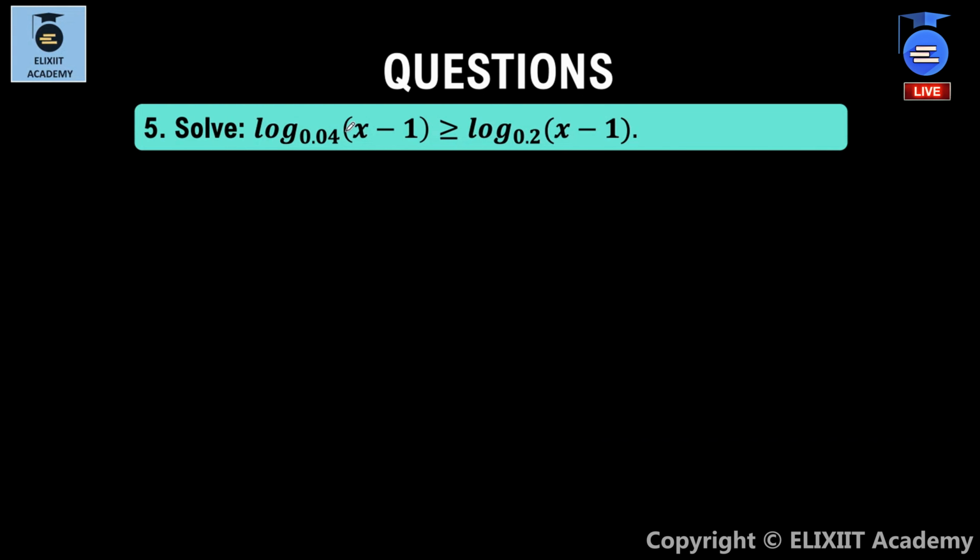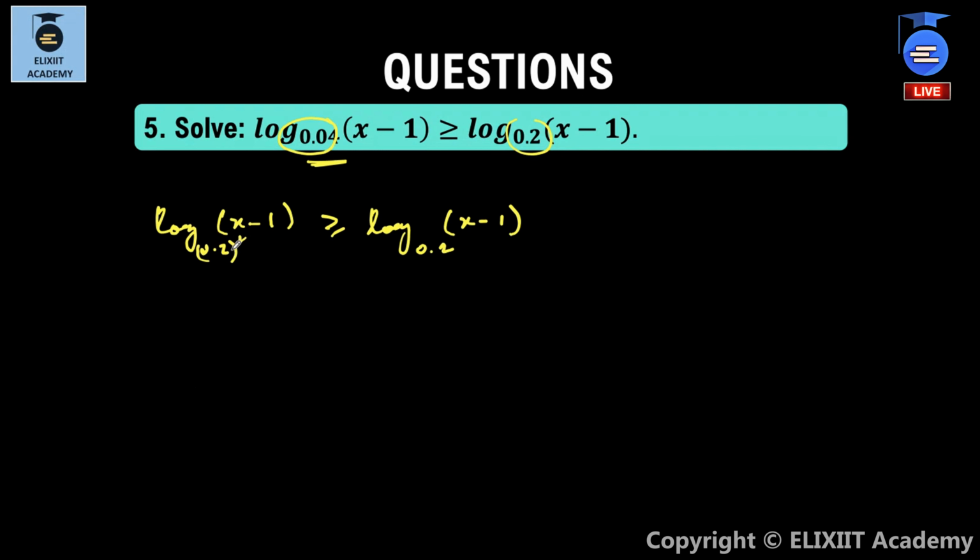Log base 0.04 and here we have 0.2. If we balance the bases, you have to bring the same base on the left hand side and right hand side. So what you do? One thing can you observe? 0.04 is nothing but 0.2 whole square. So this is log of x minus 1 with base 0.2 whole square, greater than or equal to log of x minus 1 base 0.2.